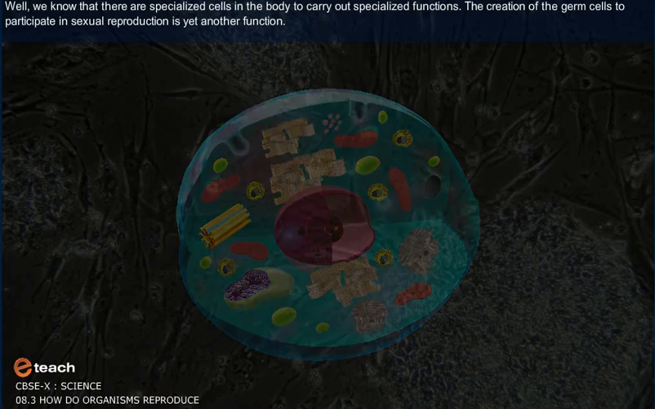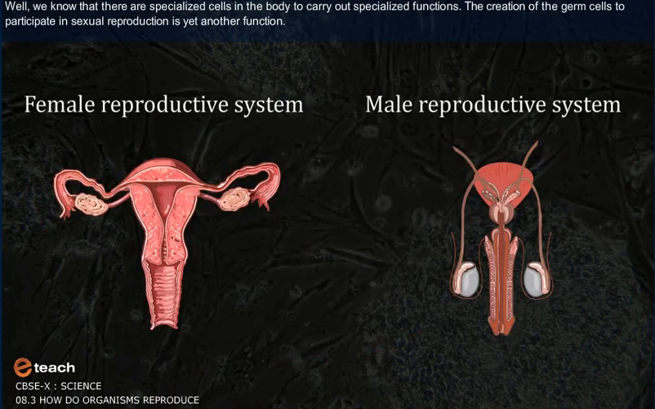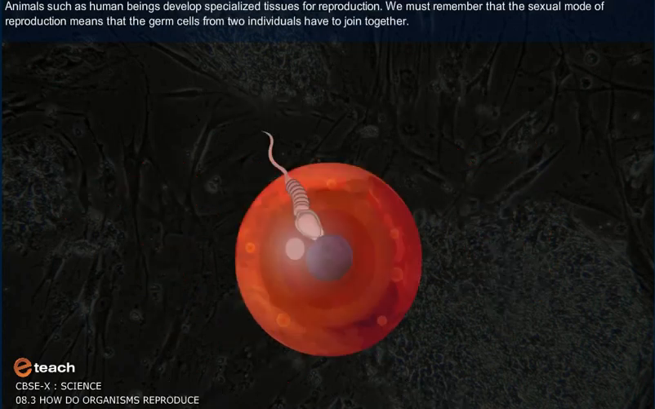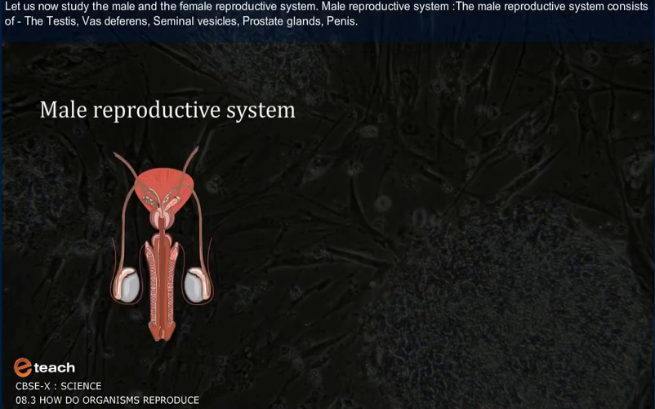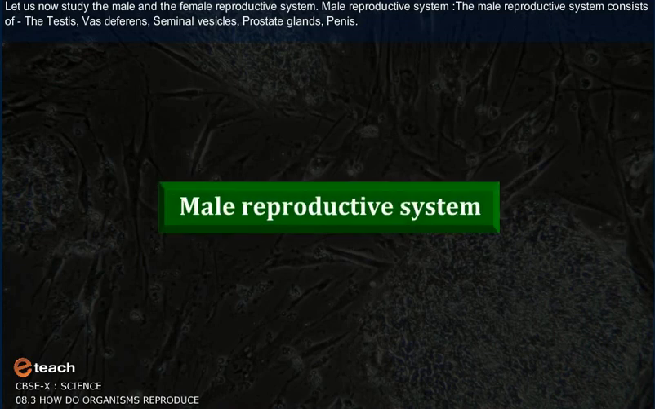Well, we know that there are specialized cells in the body to carry out specialized functions. The creation of the germ cells to participate in sexual reproduction is yet another function. Animals such as human beings develop specialized tissues for reproduction. We must remember that the sexual mode of reproduction means that the germ cells from the two individuals have to join together. Let us now study the male and the female reproductive system.